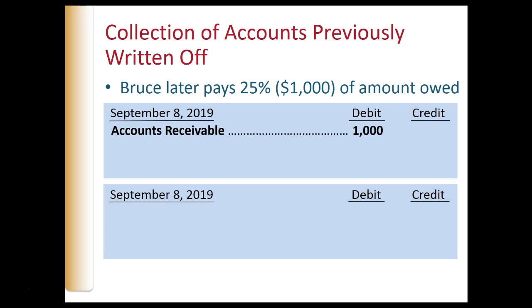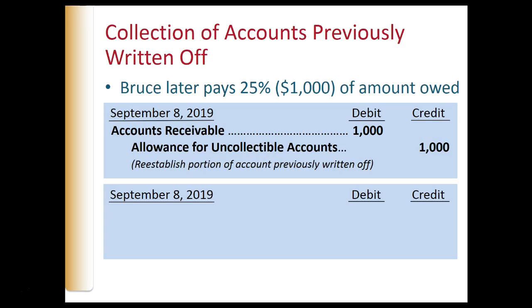Now let's look back and think, later in 2019, on September 8th, Bruce's bankruptcy proceedings are complete, and Kimsey had expected to not get any of the $4,000 Bruce owed. However, after they liquidated all their assets, Bruce is able to pay each of his creditors 25% of the amount due. So Kimsey receives a payment of $1,000, basically 25% of the $4,000.